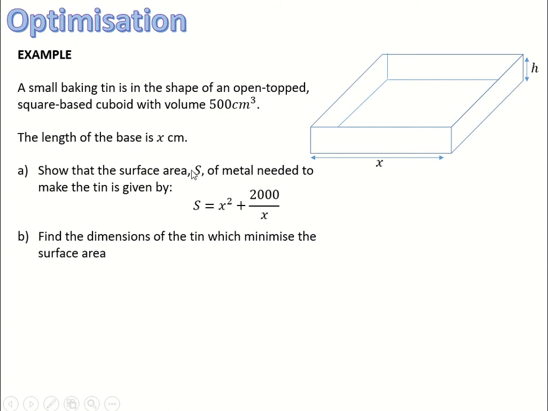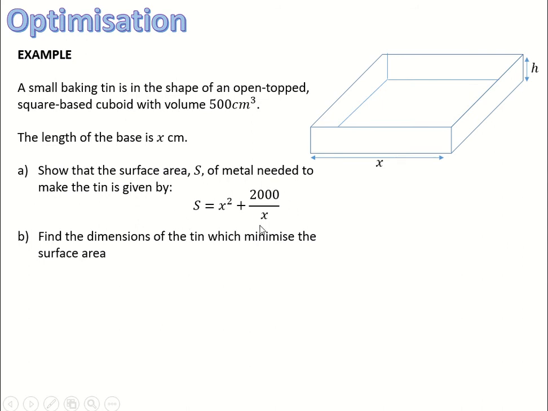Show that the surface area. Okay, so the first bit here is the fact that it's surface area, right? We didn't say anything about surface area here. We don't know anything about the surface area, but that's why we're going to find a formula on it. But it's important. Surface area S of metal needed to make the tin is given by this formula. Okay, right. This is our answer, and that's the beauty of these show that questions.